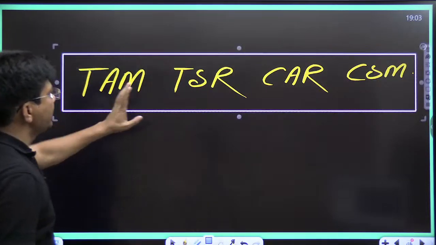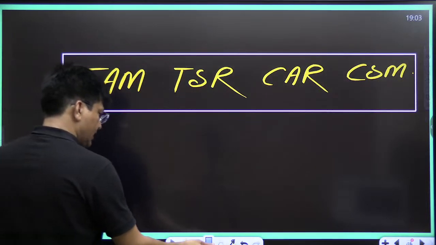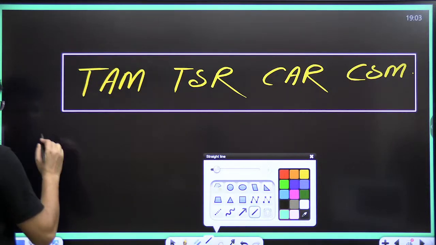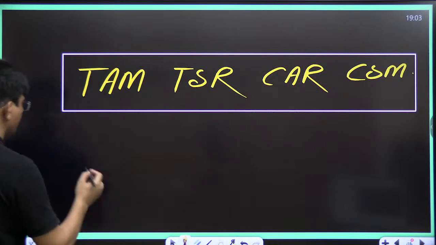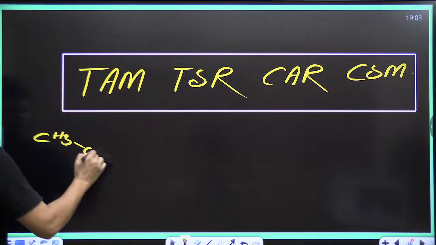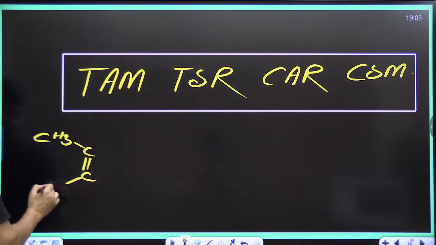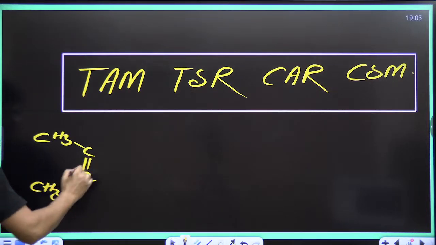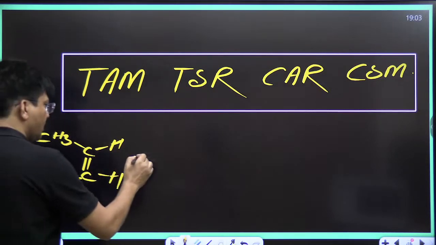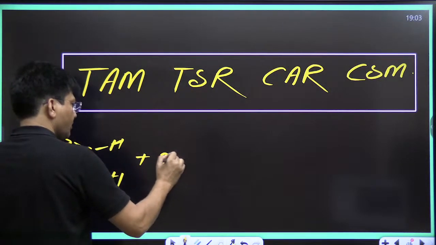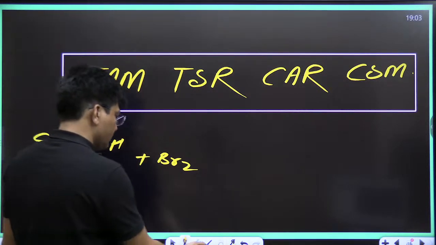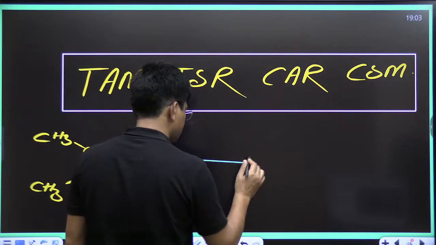So if you know this thing, now see, if the examiner is going to give you a question like this, see what question the examiner is going to give you. CH3, C double bond C, CH3, H. Now Br2, always remember that Br2 shows anti-addition. I have already told you the mechanism that Br2 will show anti-addition.